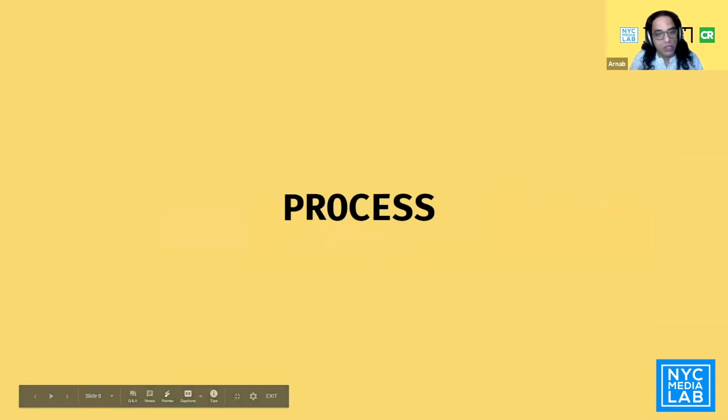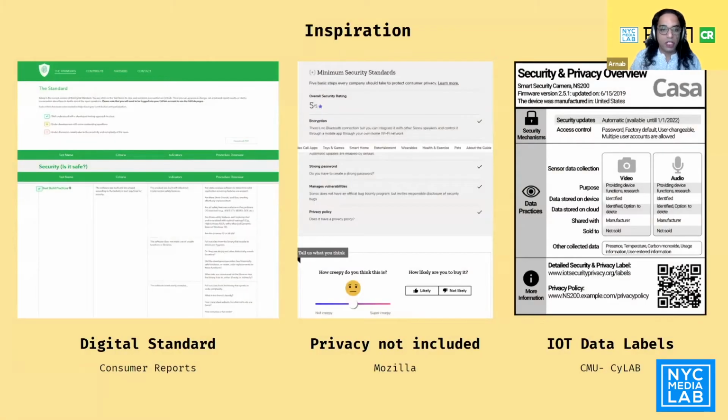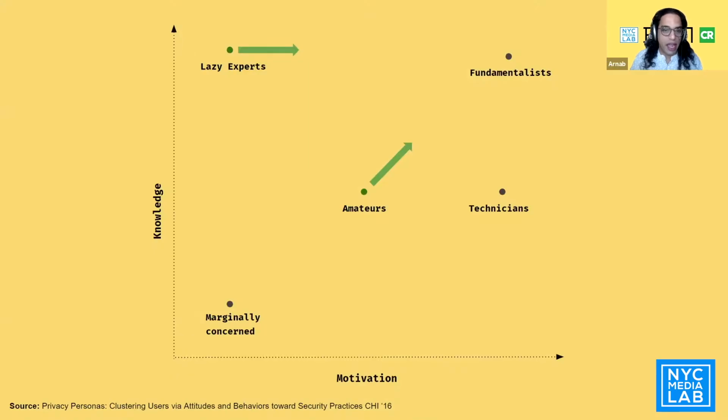And now let us walk through the process of how we achieved it. We began our project by looking at initiatives that have tried to address these problems previously, and these were some of the examples that we were inspired by. And we leveraged previous ethnographic studies to define two target personas, lazy experts and amateurs: people who care about security but don't want to read a privacy policy, or are looking for an educational tool to educate others about the extent of IoT's data gathering.